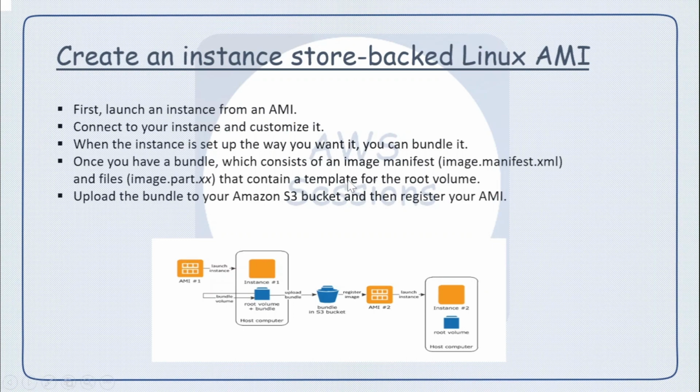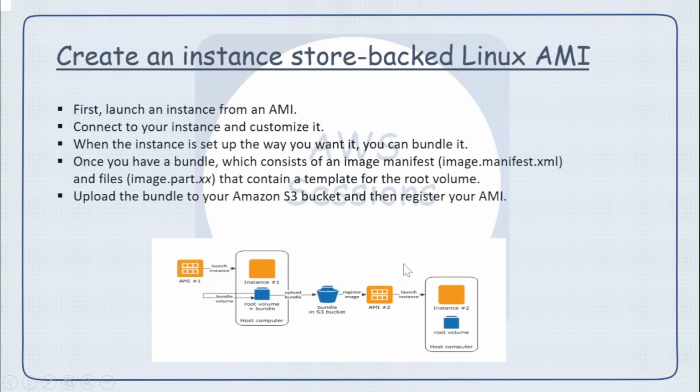Once that is done, you need to create a bundle. First of all, you have to install some CLIs into the instance, and that will help you in creating the bundle. Once you have the bundle, which is mainly an image manifest, there will be a .manifest.xml file, and there are other files also. These are part of the bundle, and then you have to upload that bundle to S3. Finally, once the bundle is uploaded to S3, you can create an AMI for that. Once you have the AMI, you can launch instances.